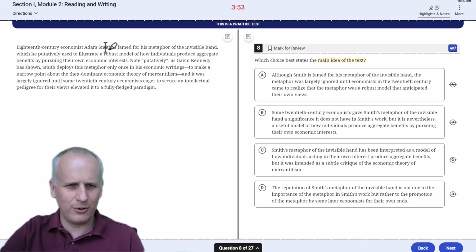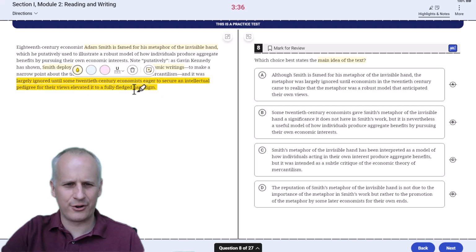So we know that Adam Smith is famed for the invisible hand, but he doesn't really use it, actually. It's only come into knowledge because some 20th century economists wanted to use it to elevate their own views.